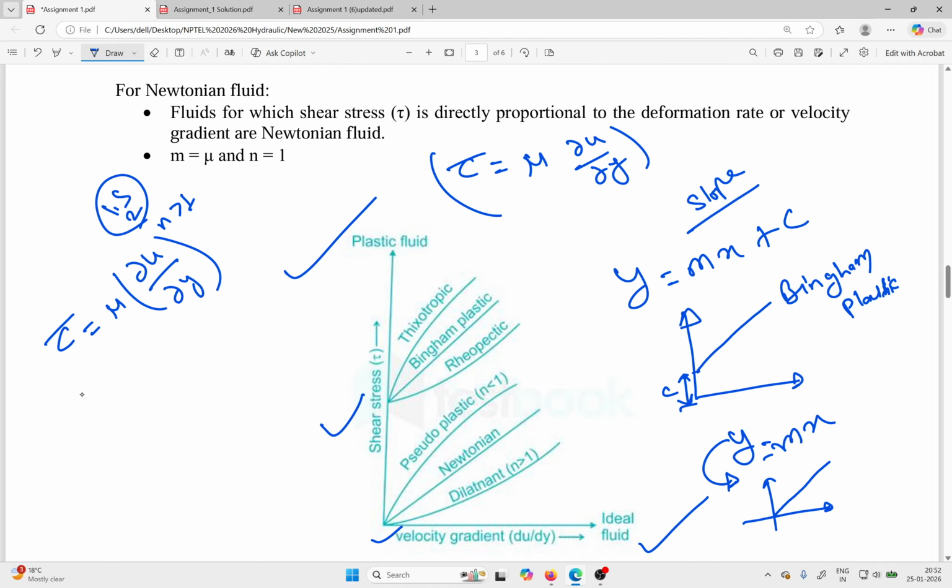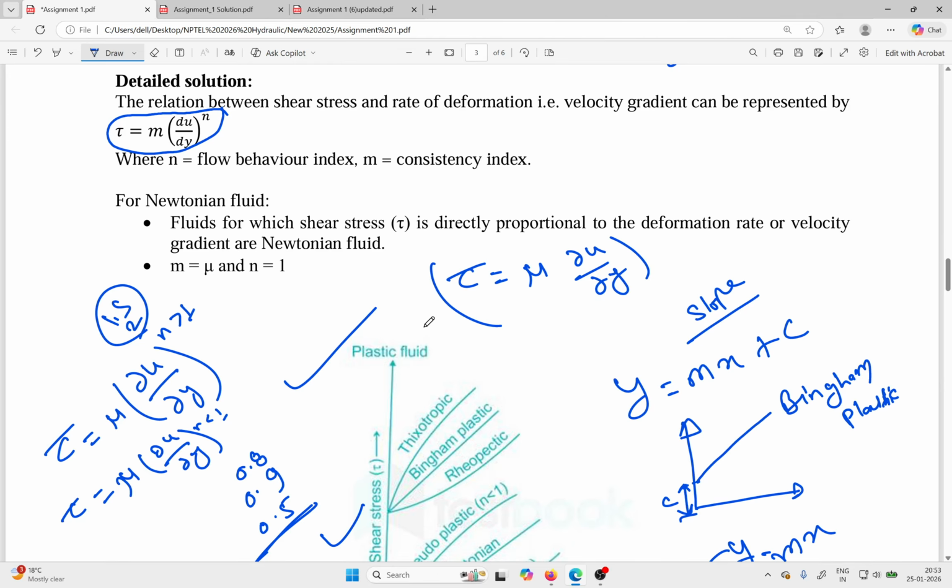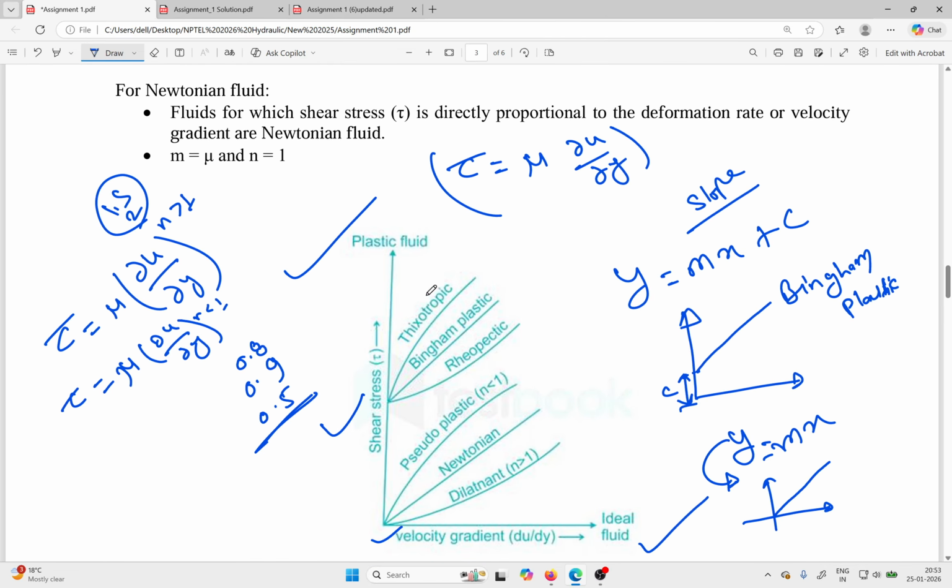For pseudoplastic, n is less than 1. Tau is equal to mu del u by del y to the power n, n less than 1 means it may be 0.8, it may be 0.9, it may be 0.5. So like that, remember. So this figure you can please remember.